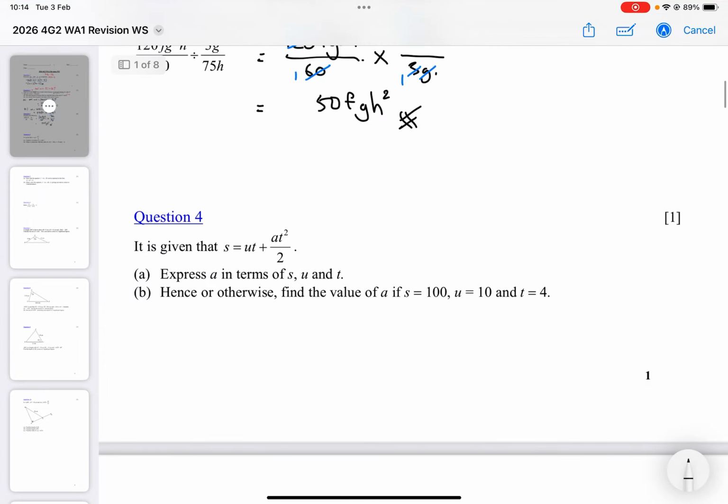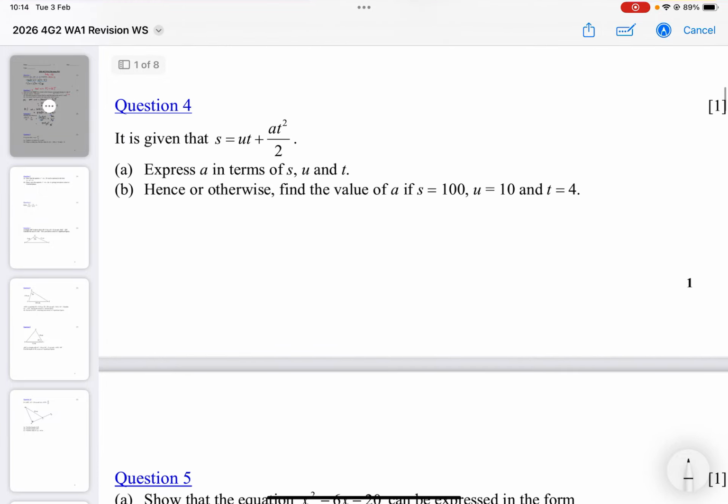Okay, question 4. Question 4 is about shifting your subject, or making a different thing the subject. So in this case, the equation you are given is s equals ut plus at squared over 2. In this case, s is the subject. Okay, then when they say express a in terms of s, u and t, they actually want you to make a the subject. Okay, so I want to make a by itself alone on one side. Final answer is a equals everything else put on the other side.